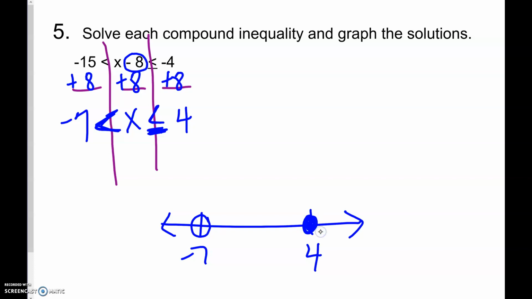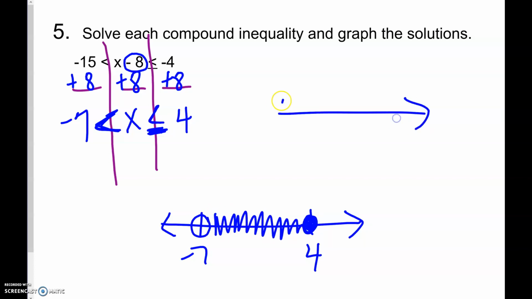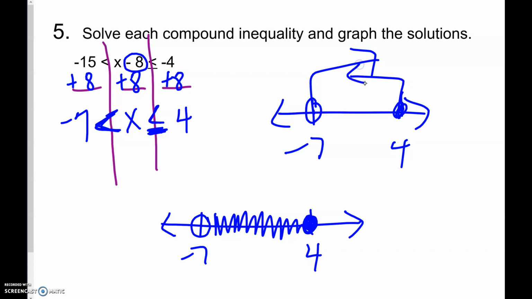And because this is an and problem, this X is between, we are going to shade everything in between. Now, some of you might be doing this. -7 open goes to the right, and 4 closed and shade to the left. That is perfectly fine. And then we still shade between.